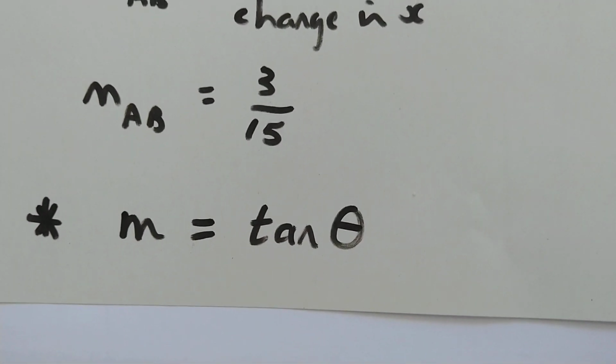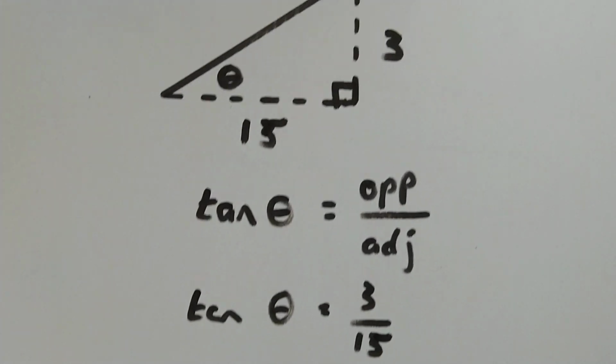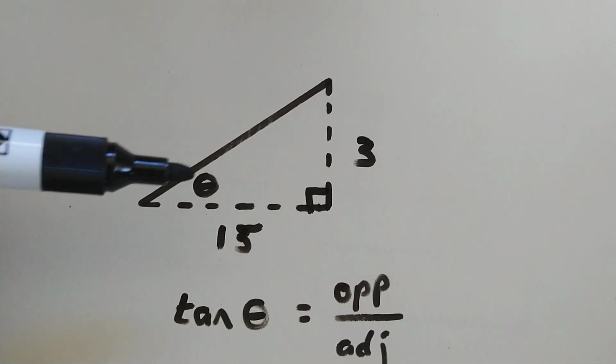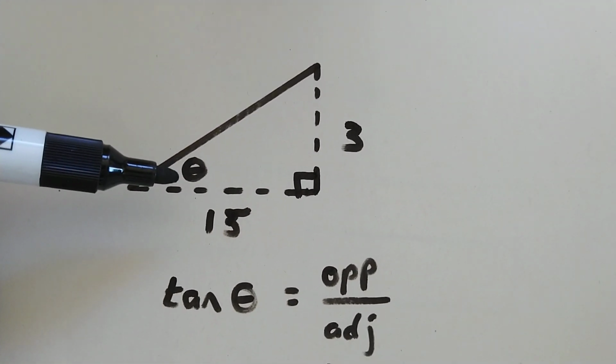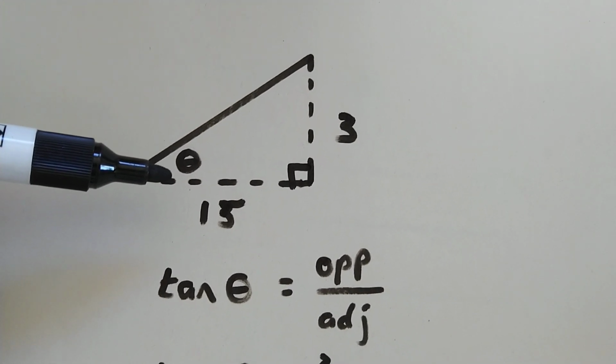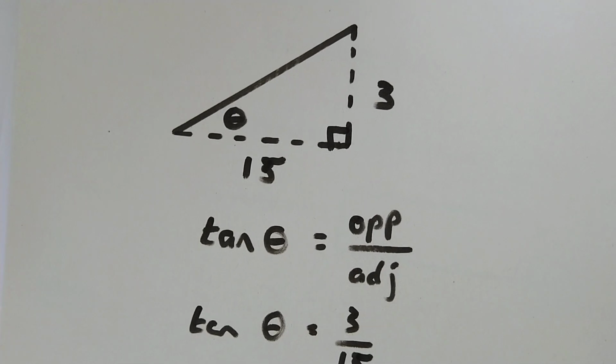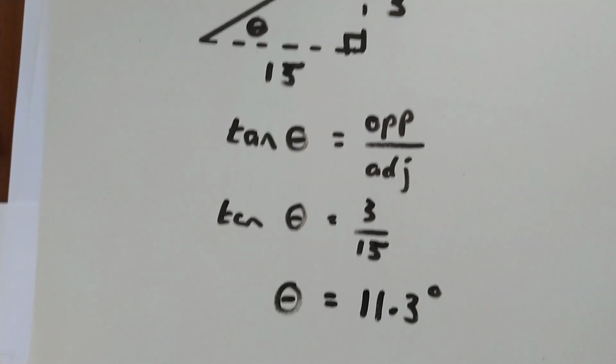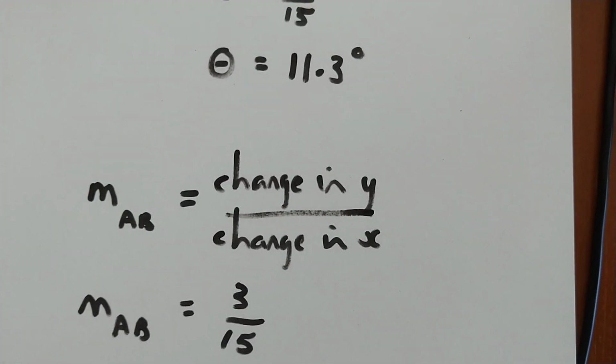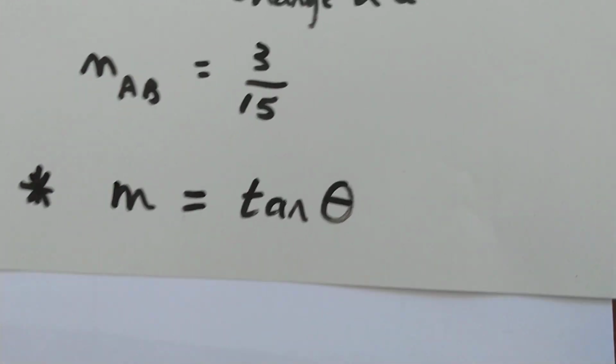The angle with the horizontal in our diagram here, always this angle here, the angle that the line or the slope makes with the horizontal, the tan of that angle is the same thing as the gradient. So we have another method for working out gradient: change in y over change in x, or tan theta. So we should be putting that into our notes.